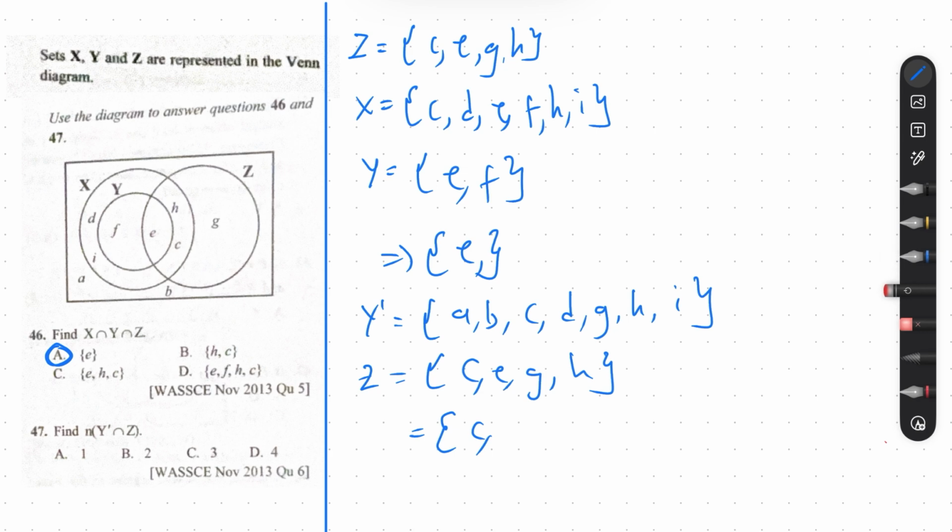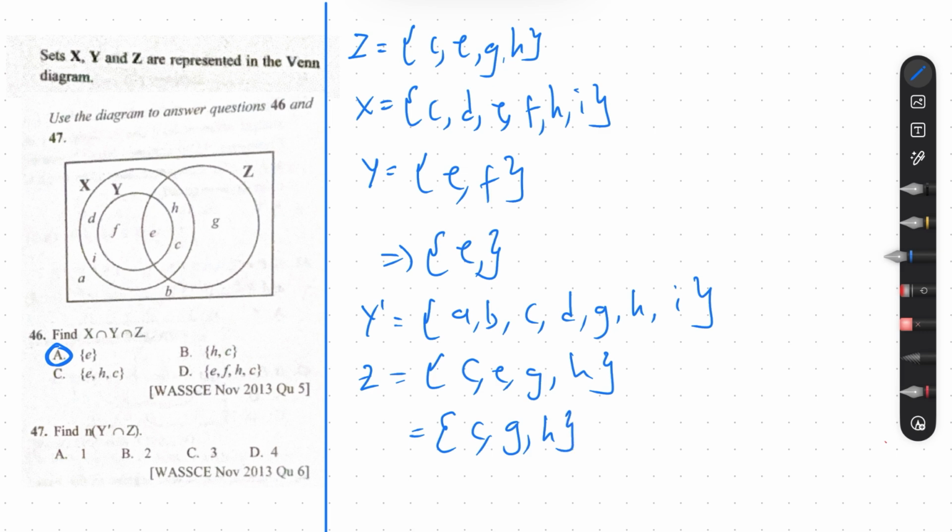Cool. Now we have D here. D is not here, so it cannot enter there. And we have G here, G here. Okay, so let's write G. And then we have H here, H here. Okay, so H goes right here. We have I here, but I is not here, so that's the end of our set.